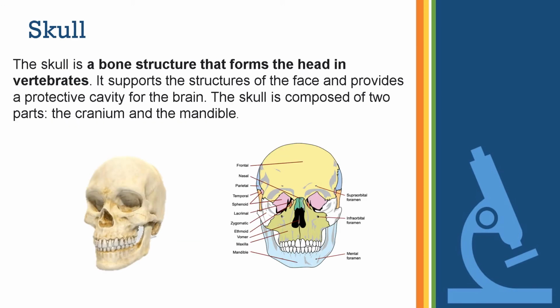Skull. The skull is a bone structure that forms the head in the vertebrates. It supports the structure of the face and provides a protective cavity for the brain. The skull is composed of 2 parts, the cranium and the mandible. So, the skull protects our brain and also gives shape to our face.